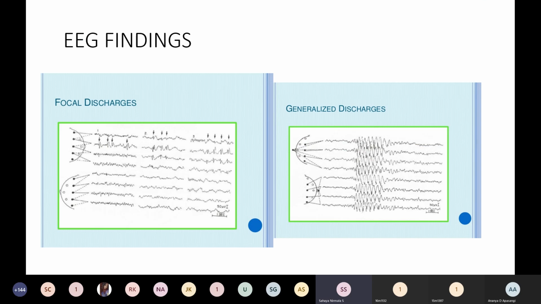So if you can see here, these are called spike and wave pattern, which suggests that there is seizure-like activity. If it is noted in very few leads, then we say it is a focal seizure, whereas a generalized pattern like this, we say it is generalized discharges.